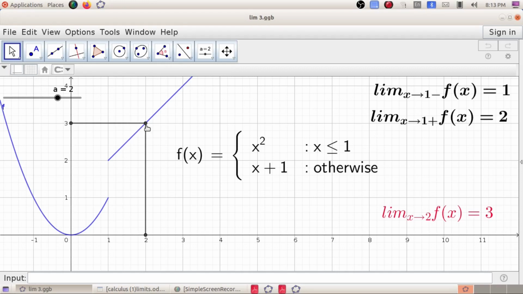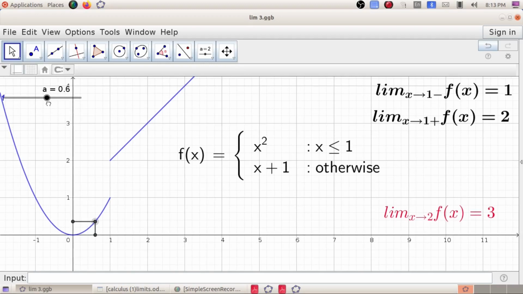For that, first of all, we can see that our x is tending to 1 from left to right. Here we can see that if x is approaching the number 1, the value of the function is approaching 1. That means left hand limit of the function is equal to 1. Therefore we can write limit x tends to 1 minus f of x is equal to 1.